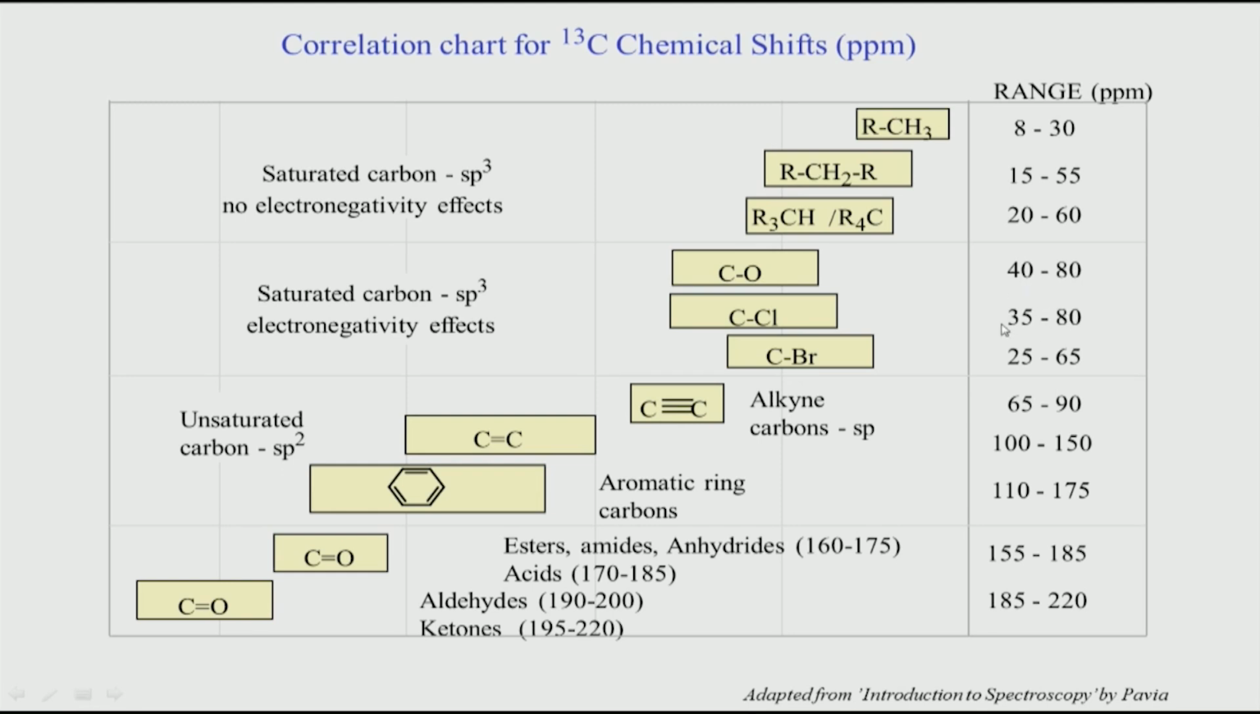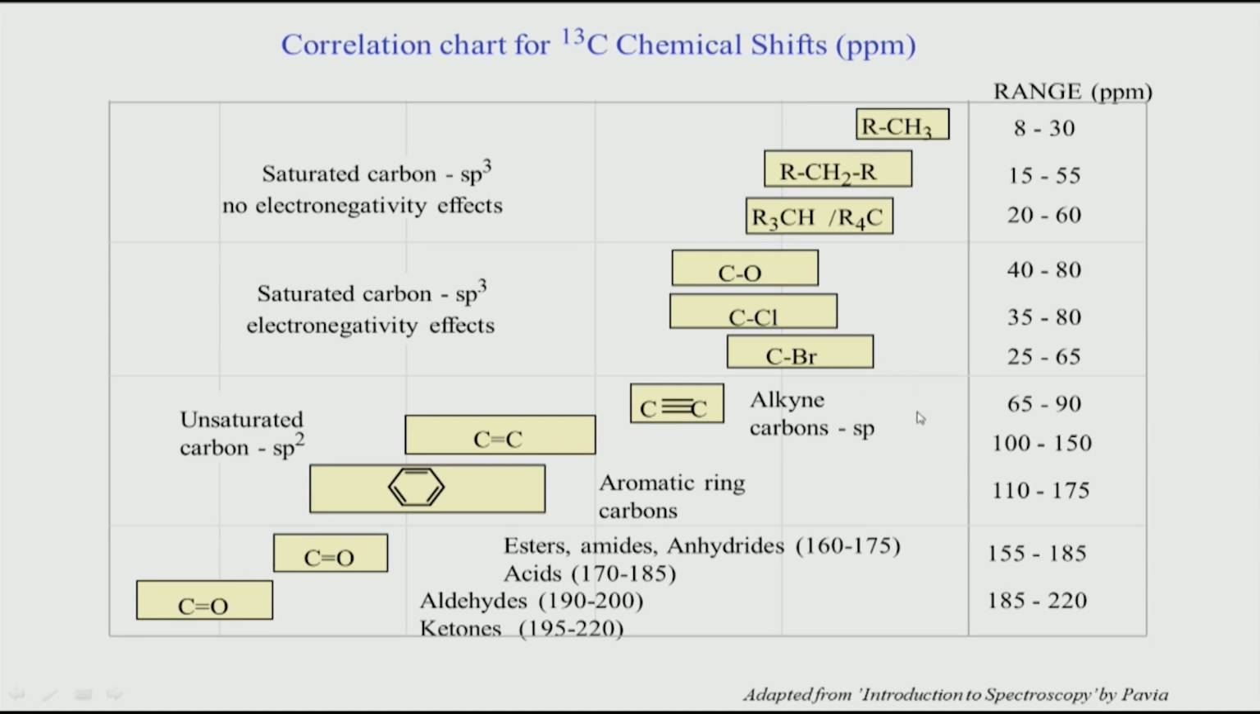And if you look at halogens, they are also very much downfield shifted, somewhere around 40 to 80, and the same is true for bromine. Of course, as the electronegativity decreases, it goes upfield. That is why chlorine, which is more electronegative, has carbons attached to it that come at a higher shift than those attached to bromine.